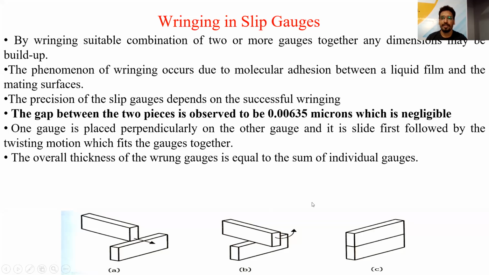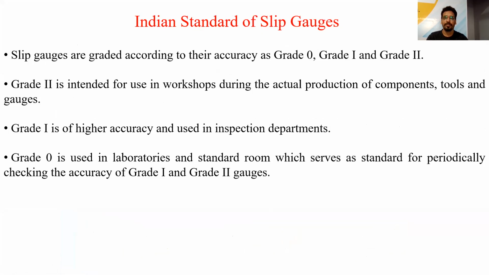So by this video, you will get the idea how the ringing in slip gauges takes place. According to the Indian standard, there are 3 grades of slip gauges: grade 0, grade 1 and grade 2. Grade 0 is of higher accuracy. Grade 1 is of lower accuracy as compared to grade 0. And grade 2 is of very little accuracy.